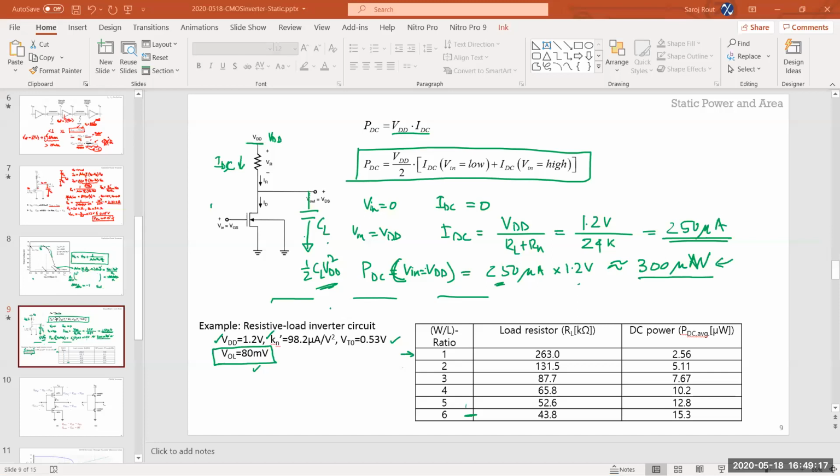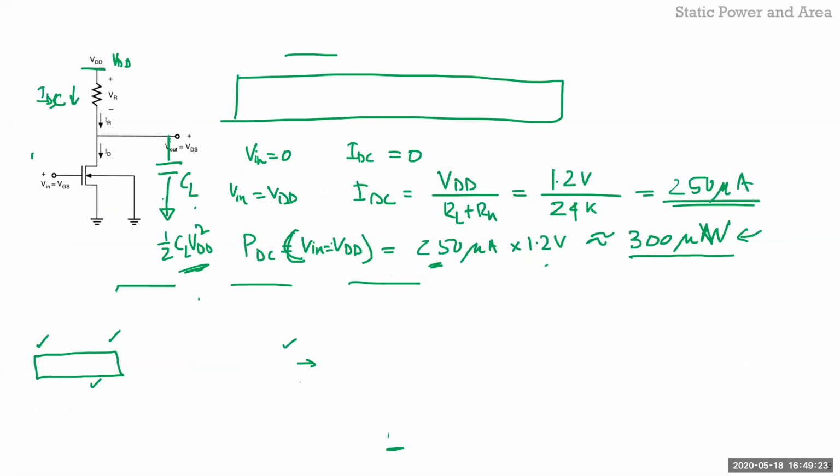Sir, I can't see the screen. Your slides are not visible. Yeah, I'm fixing it. Just give me a second. For some reason, the sharing stopped. Okay, can you see now? Yes, sir. Okay, sorry about that. Somehow, I don't know why the sharing stopped.